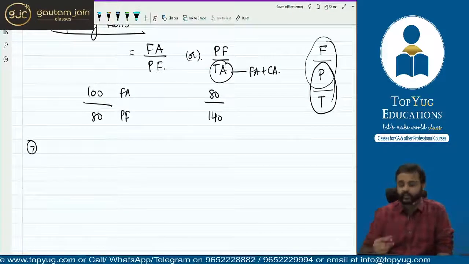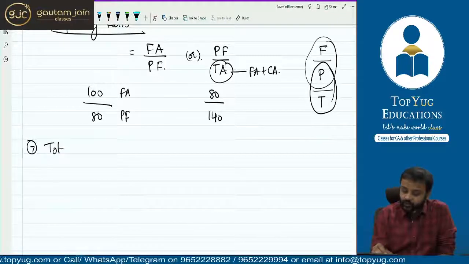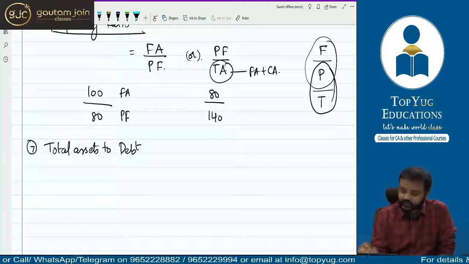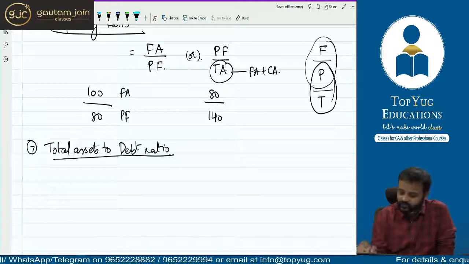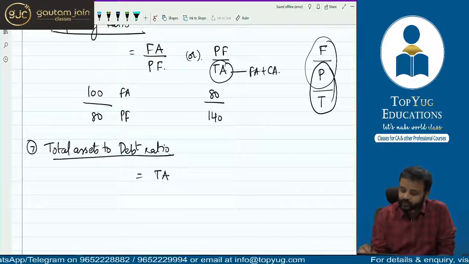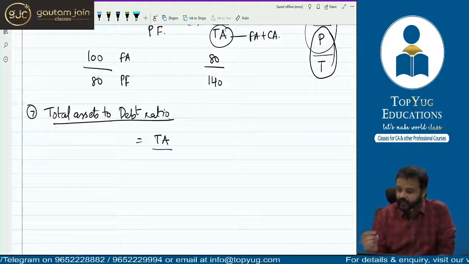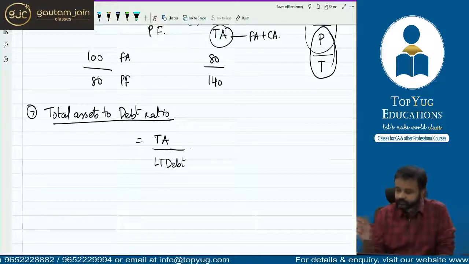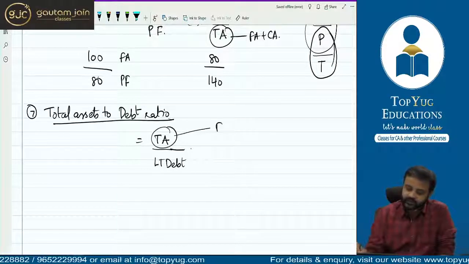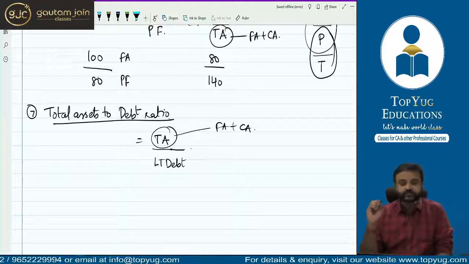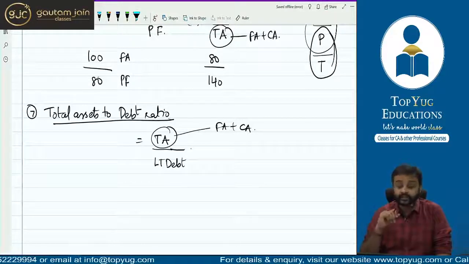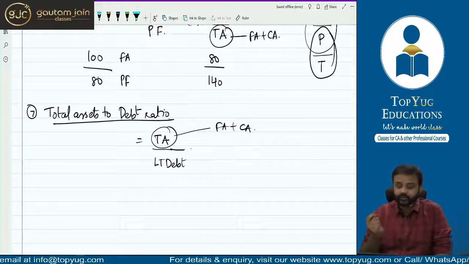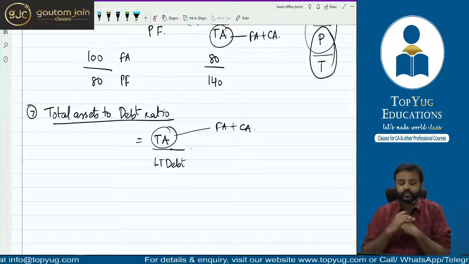Now one more which is not there in your book but you can still write is total assets to debt ratio. Total assets to what? Debt ratio. Now you might have understood what we are going to write in the numerator? Total assets. And what will we write in the denominator? Obviously the debt, that is long term debt. Right. Total assets means what? Obviously fixed assets and current assets. Fixed assets and current assets is nothing but the total assets. Long term debt is debentures, long term loan taken from the bank.